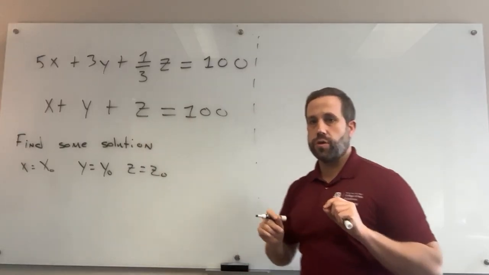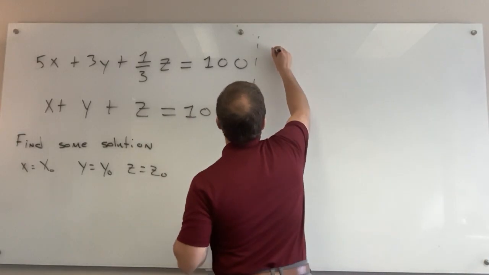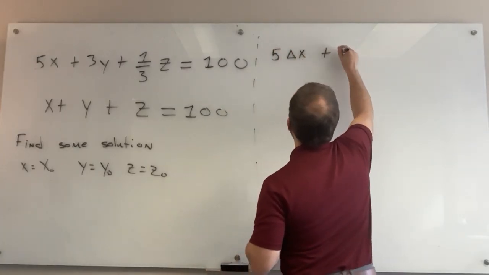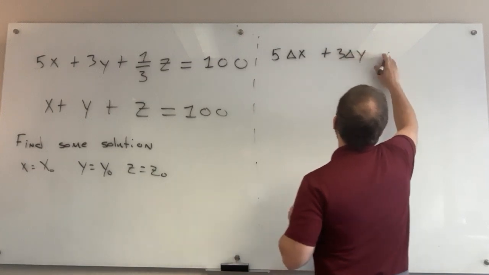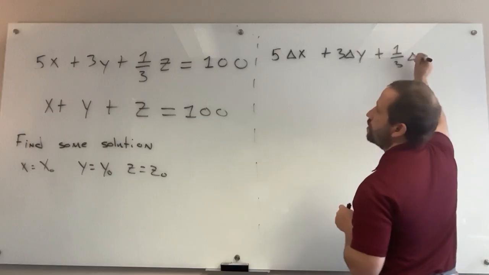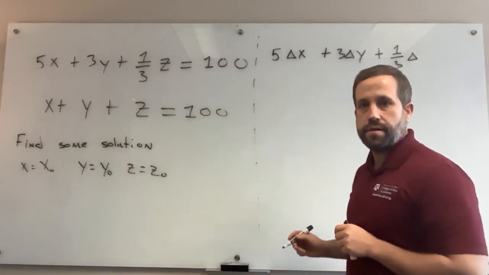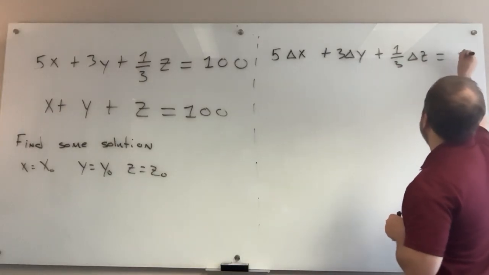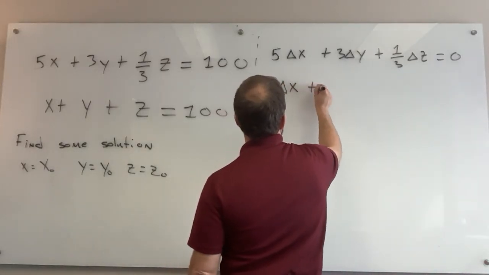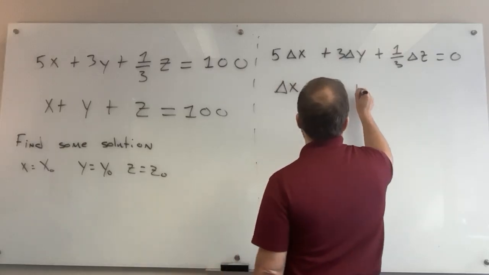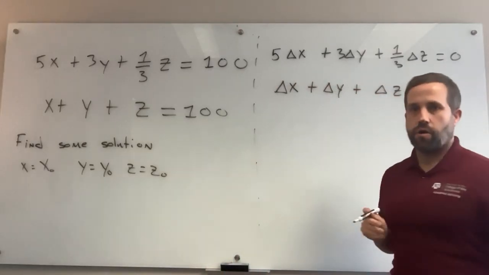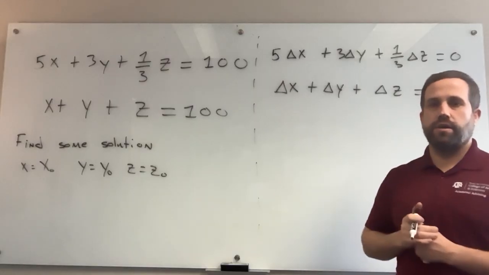So now we're going to solve this system of equations. 5 delta x plus 3 delta y plus 1/3 delta z is equal to 0. And then delta x plus delta y plus delta z is equal to 0. Okay, so now our variables are delta x, delta y, delta z.